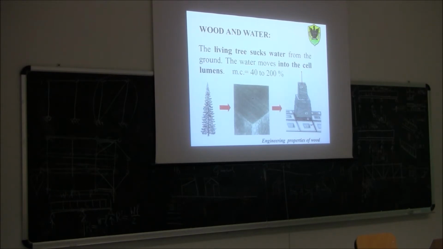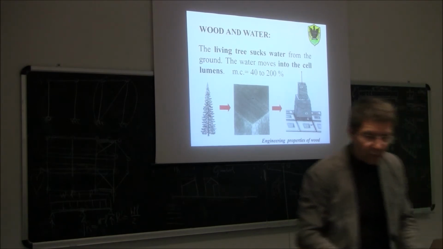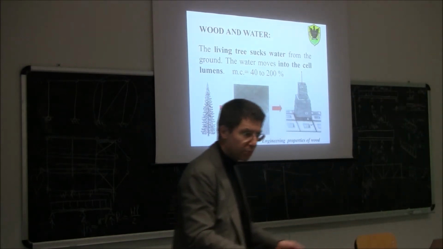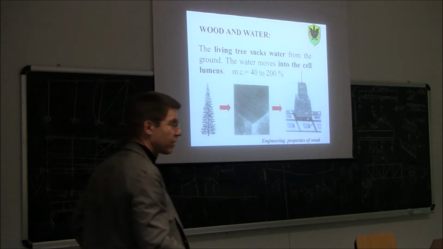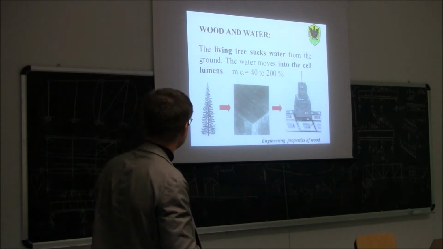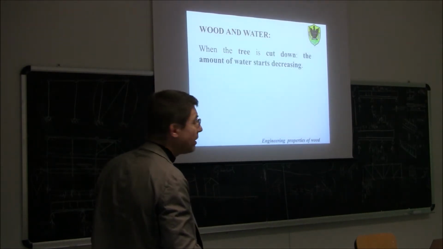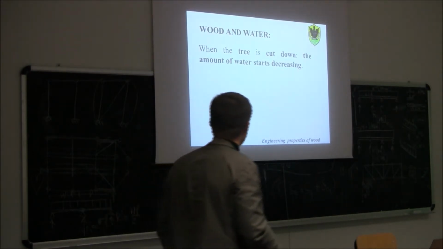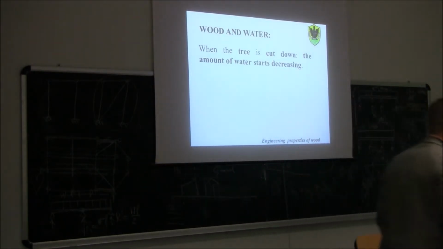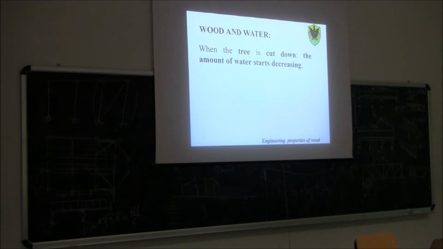If you want to measure the moisture content of the living tree, you will end up with a value between 40 and 200%. So 200% moisture content means that you have 2 parts of water and 1 part of wood, if you want, in the end. So it's more water than wood. A living tree is full of water. When the tree is cut down, the amount of water starts decreasing.